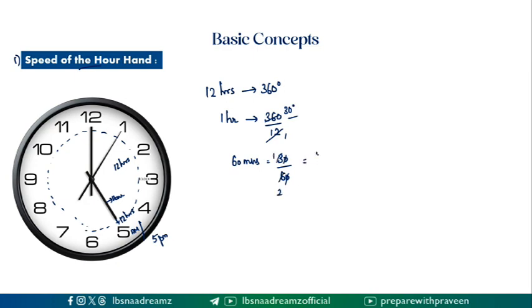So in 1 minute, our hand will move 0.5 degree per minute or 1/2 degree per minute, right? So this you have to remember.